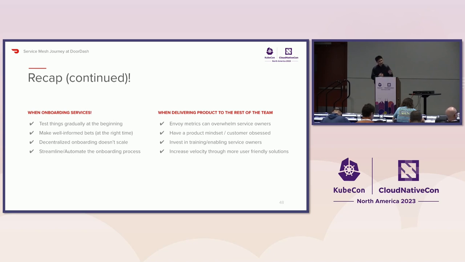And when delivering the product to the rest of the engineering team, Envoy metrics could be overwhelming, so have a product mindset and be more customer obsessed when you build the product. Invest some time in training and enabling service owners, but increasing the velocity through simpler and more automated solutions is actually more important.